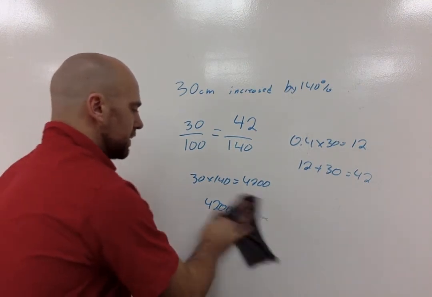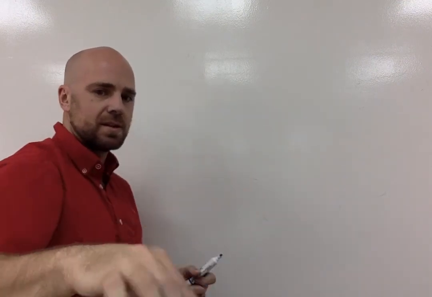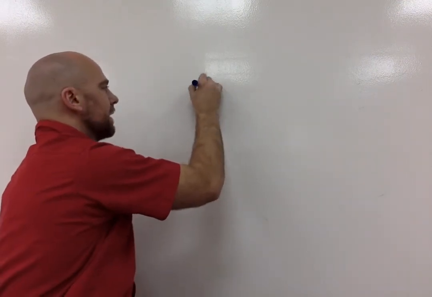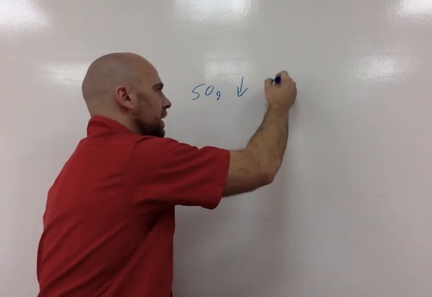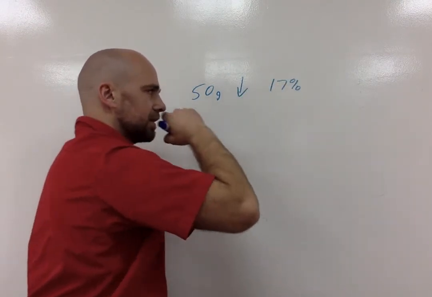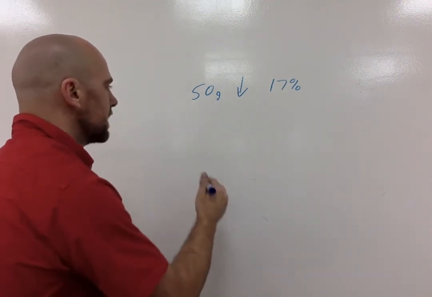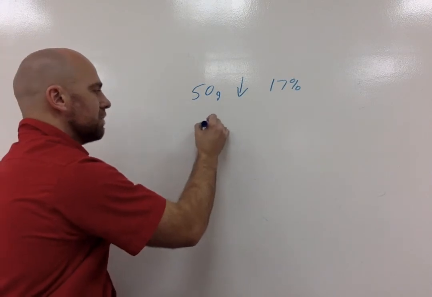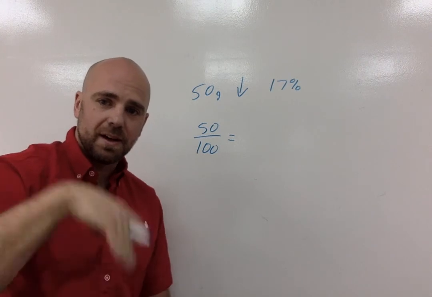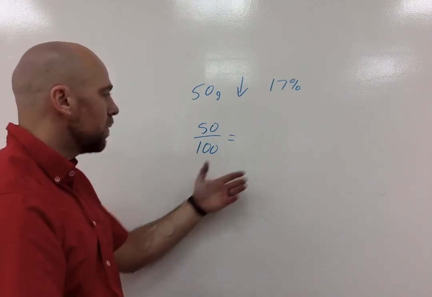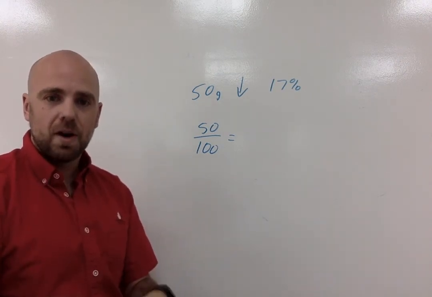Okay, here's another one. But this one we're going the other way. So we have a mass of 50 grams that decreases, so now it's going down, by 17%. What is the new mass going to be? Okay, so let's think about what's happening. We had 50 grams, that was 100%. It's decreasing by 17%. So what I can actually do is figure out what 17% is, and then I need to subtract it.